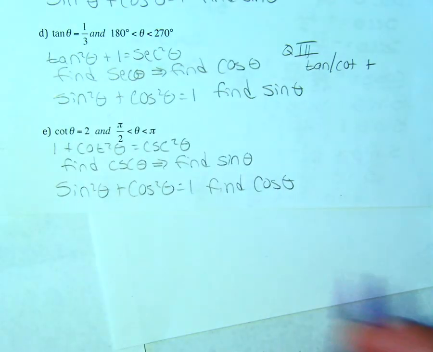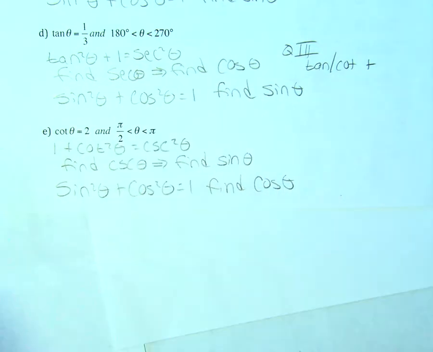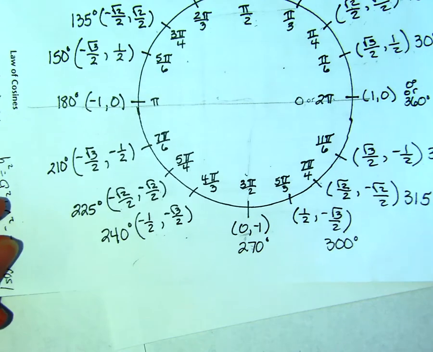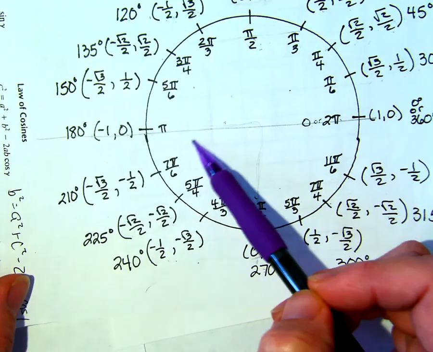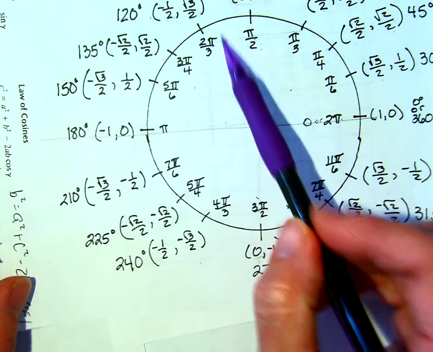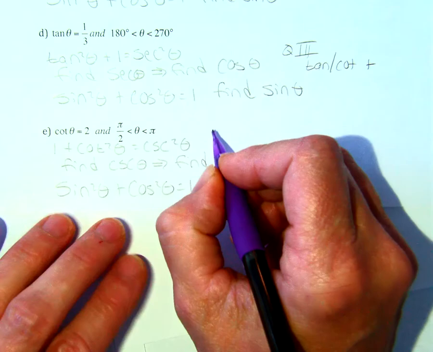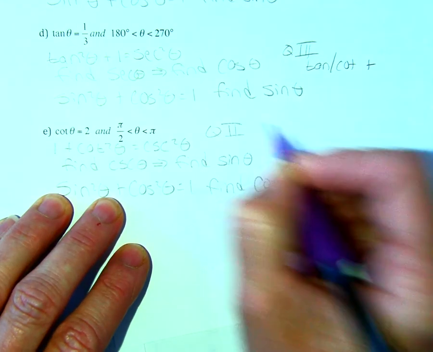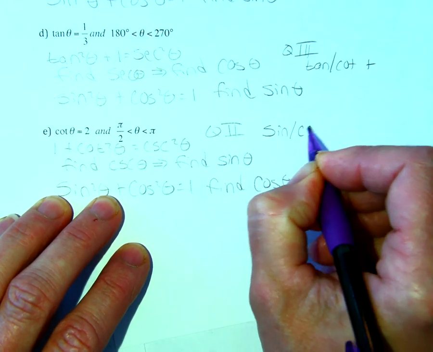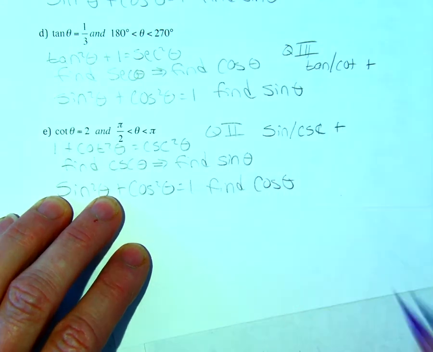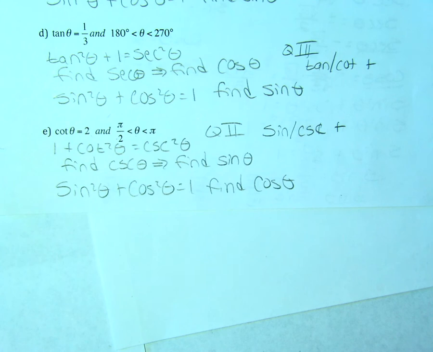Now the last part says theta is between pi over 2 and pi. So find pi over 2 and pi. What quadrant is that? That's quadrant 2. In quadrant 2, think about it, All Students. So sine and cosecant would be positive. All the rest would be negative. Again, if you need help with any of this, call me over and I'd be glad to go through it.